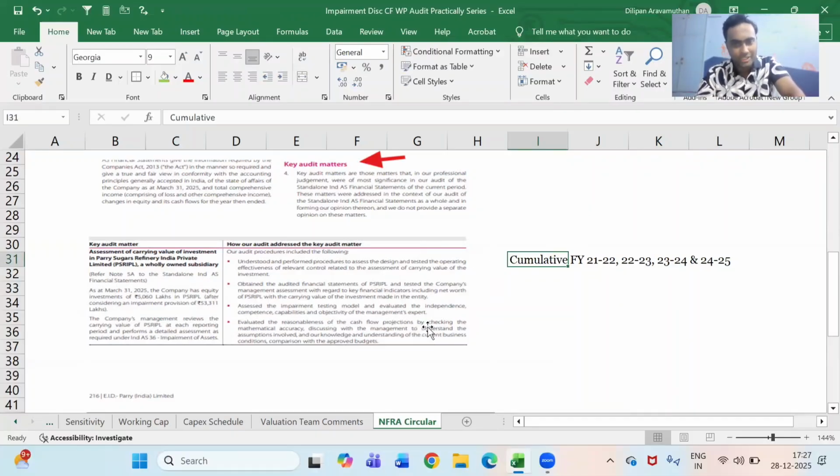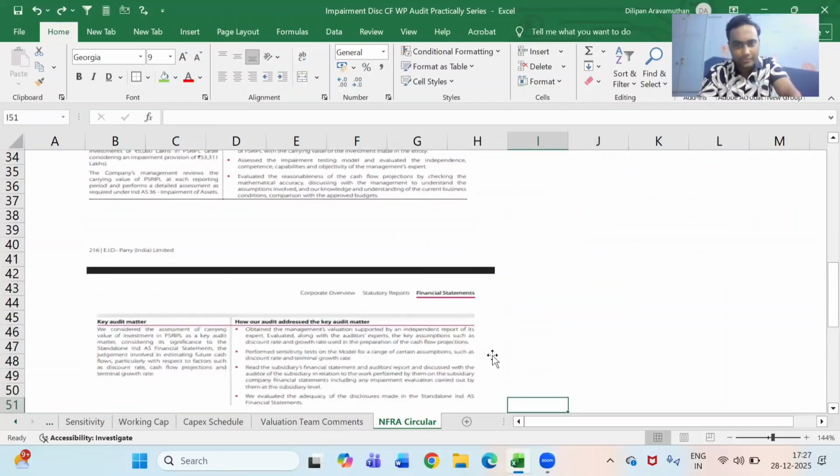Assessed the impairment testing model and evaluated the independence, competence, capabilities, and objectivity of the management expert, which we had already discussed. Evaluated the reasonableness of the cash flow projections by checking the mathematical accuracy, discussing with the management to understand the assumptions involved, and our knowledge and understanding of the current business conditions, comparison with approved budgets. Yes, so we need to get an understanding of the business. We need to get comfort over the accuracy of the numbers, reasonableness of the projections, and all that, which we have already discussed.